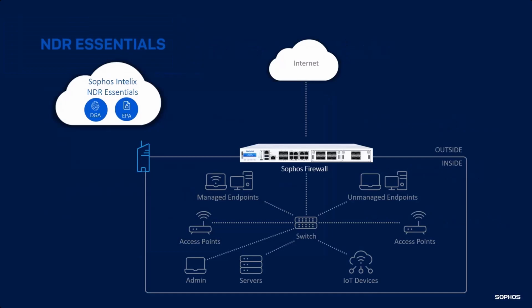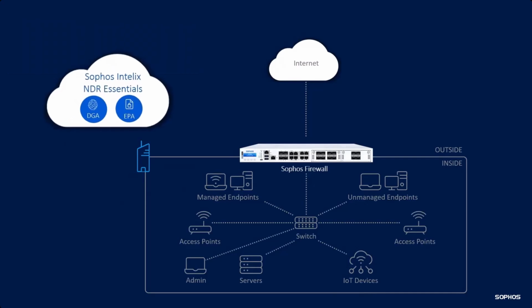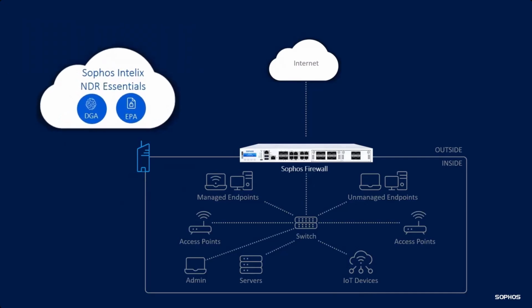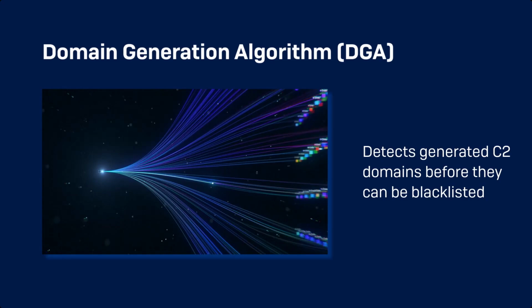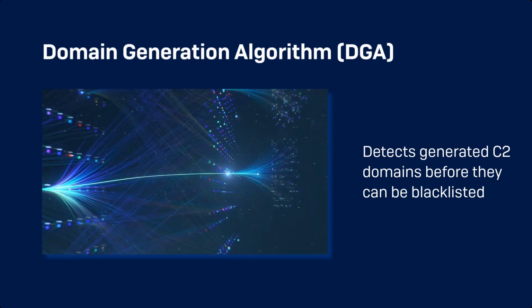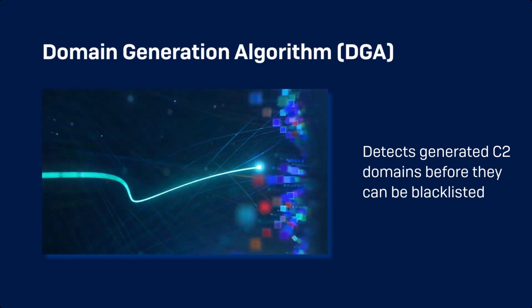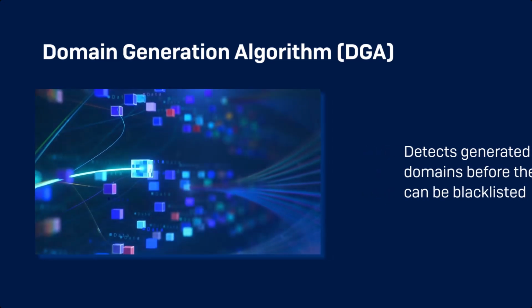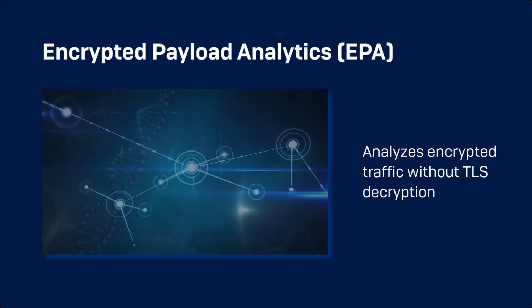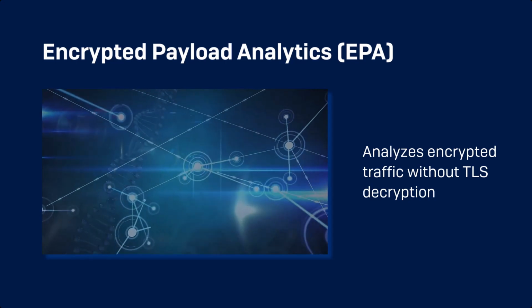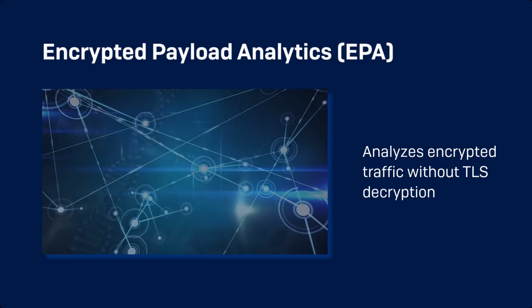In this scenario, a customer is protected by a full stack of Sophos security solutions. In the top left, NDR machine learning models run in the Sophos IntelliX cloud, leveraging advanced analytics. Domain Generation Algorithm, or DGA, detects domains generated by malicious actors for command and control, or C2, before they can be blacklisted. Encrypted Payload Analytics, or EPA, analyzes encrypted traffic without TLS decryption, identifying suspicious patterns and behaviors.